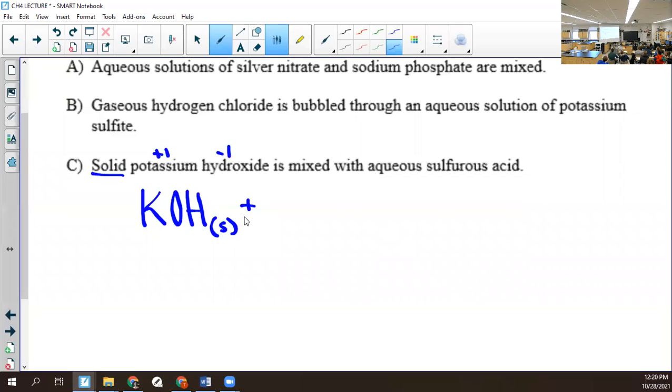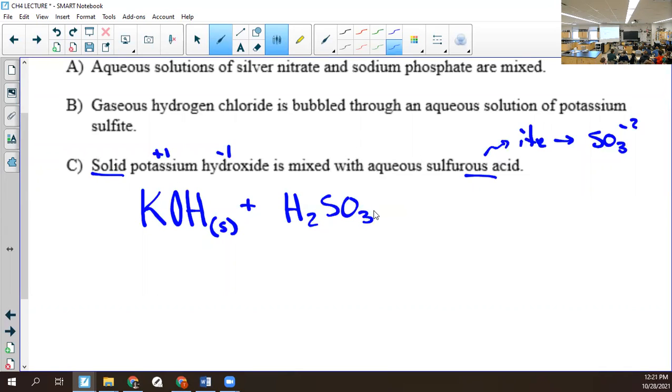So far, okay? The next part is where we usually struggle a little bit. Sulfurous acid. OUS comes from ITE. And sulfate is 1 more, so sulfite is SO3 minus 2, right? So we have sulfurous acid, H2SO3.